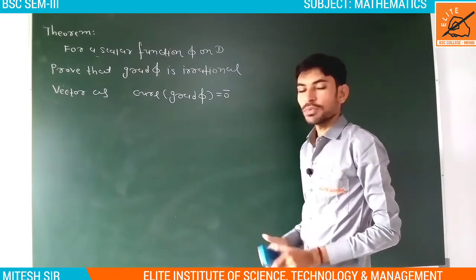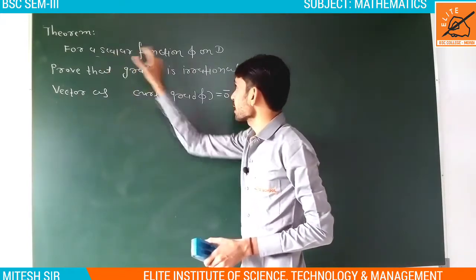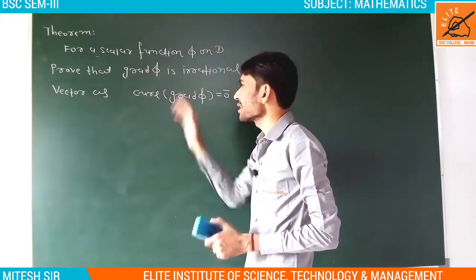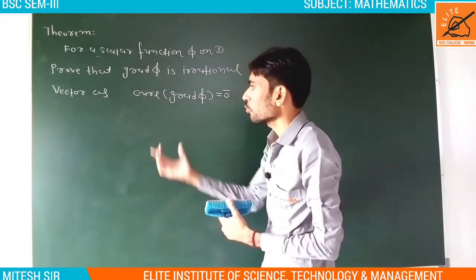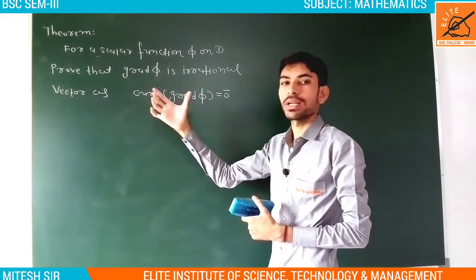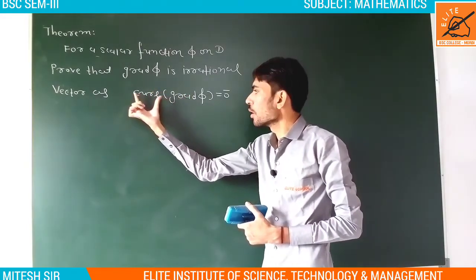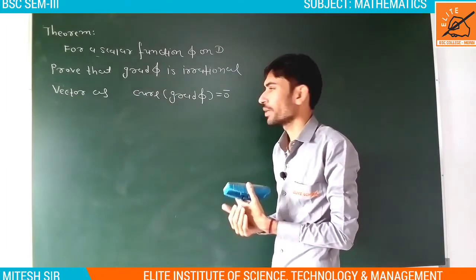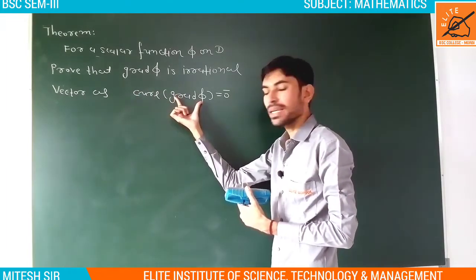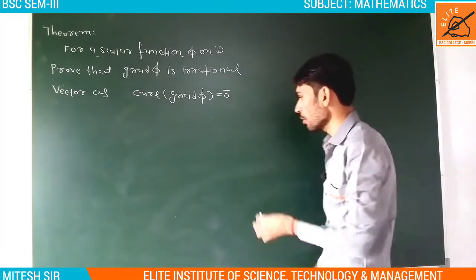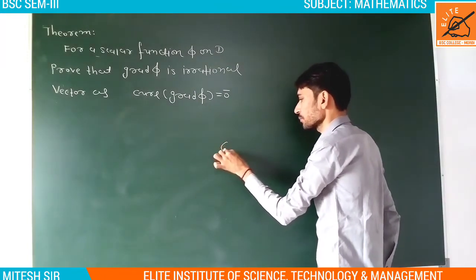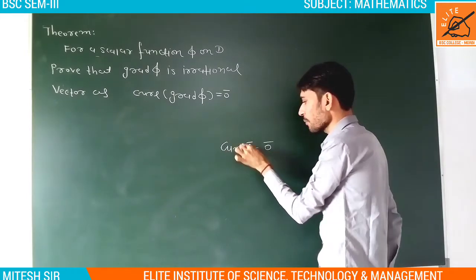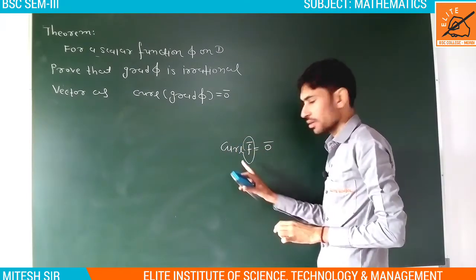So now the statement of the theorem says that for a scalar function phi defined on domain D, prove that gradient phi is an irrotational vector. You can also ask in this form, prove that curl of gradient phi is equal to 0 vector. So the meaning is gradient phi is the irrotational vector. As we know our definition of the irrotational vector, if curl f bar is equal to 0 vector, then f bar is called the irrotational vector.